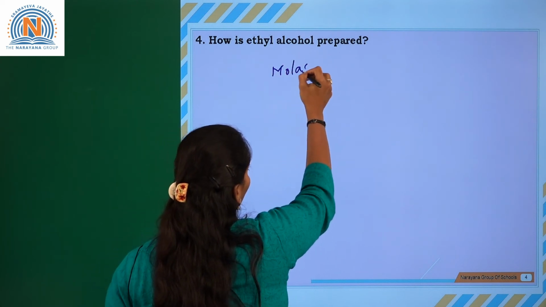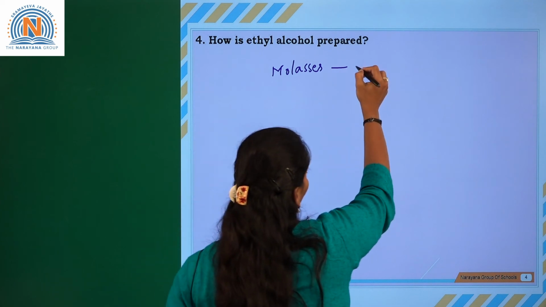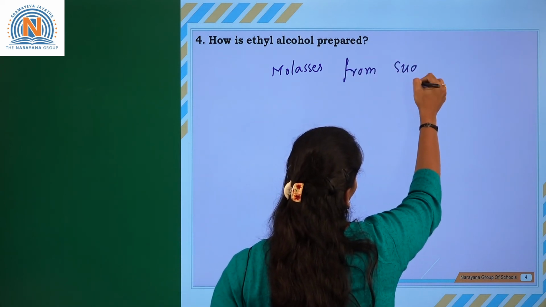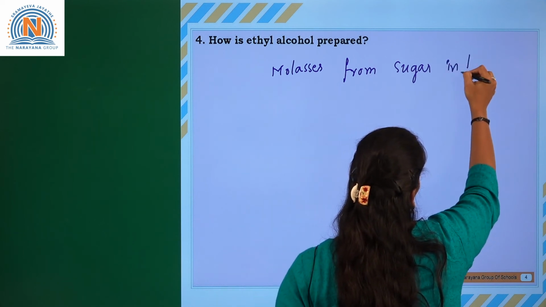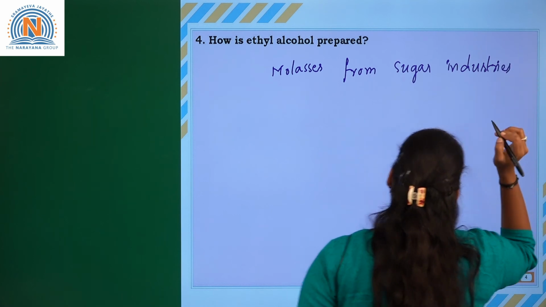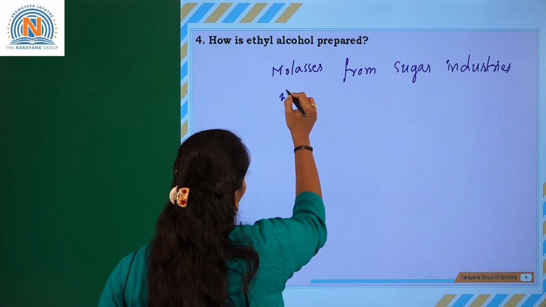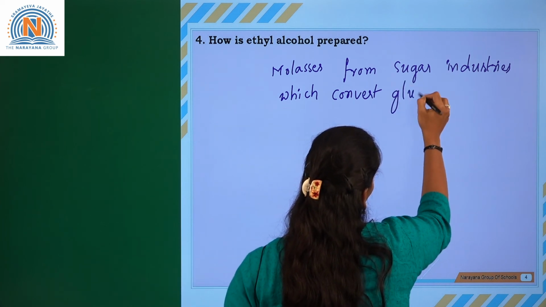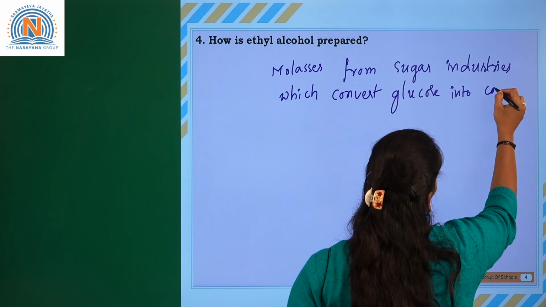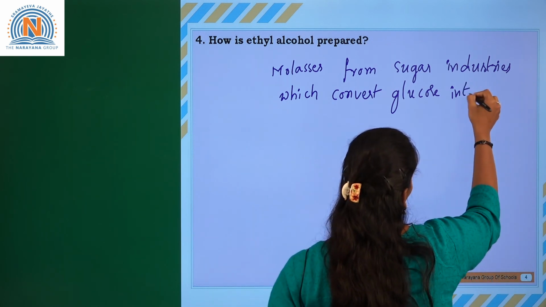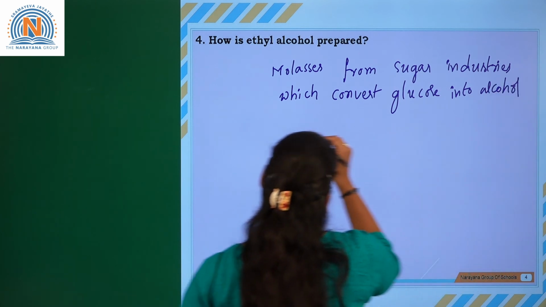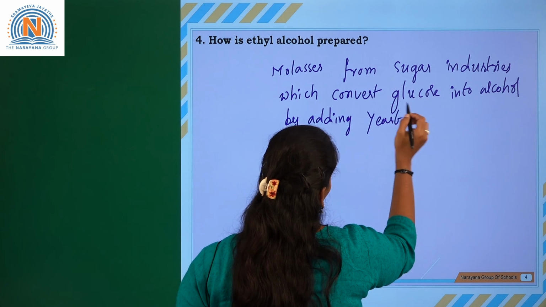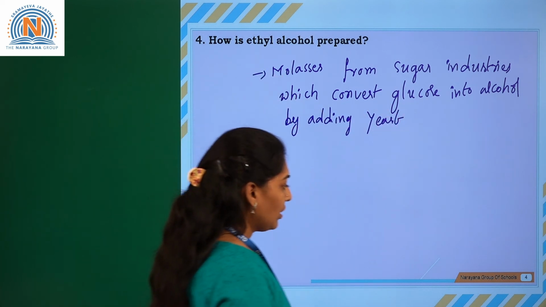First we will take molasses from the sugar industries, which is used to convert glucose into alcohol by adding yeast. Okay, so this is it. Let us go for the next question.